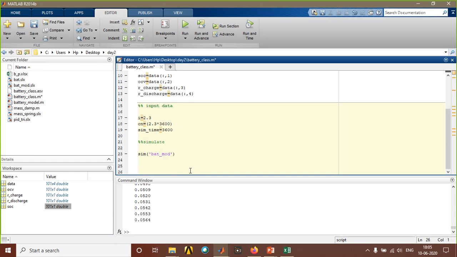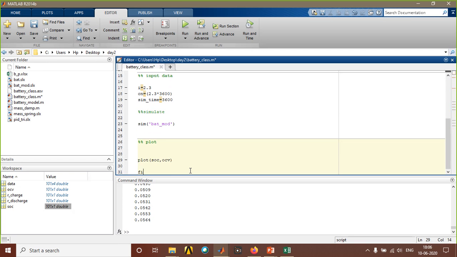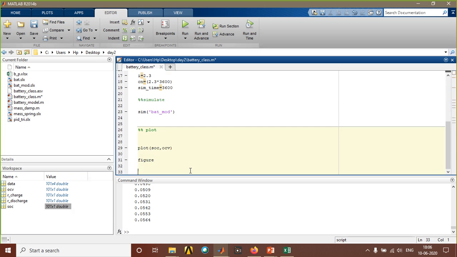Next, I'm going to plot the output result. What are the things which you want to plot? First, I'm going to plot SOC as a function of OCV. The first graph should plot SOC with OCV. Next, separate that by figure because I want everything to be separate. Then plot SOC against R discharge. This is what I calculated.